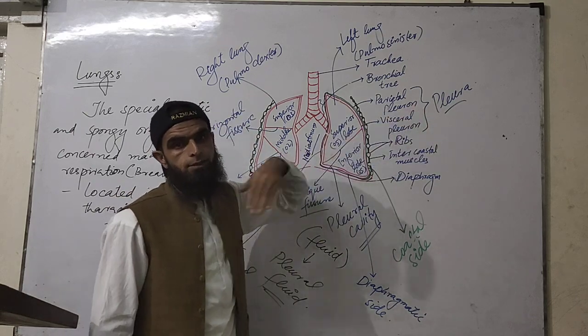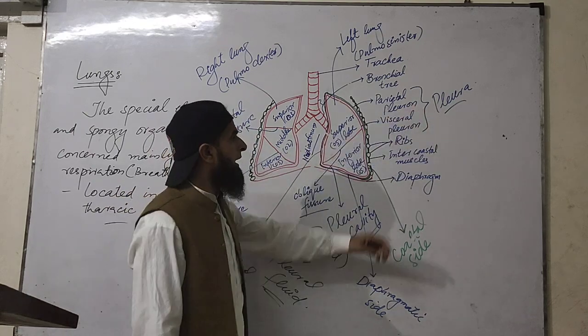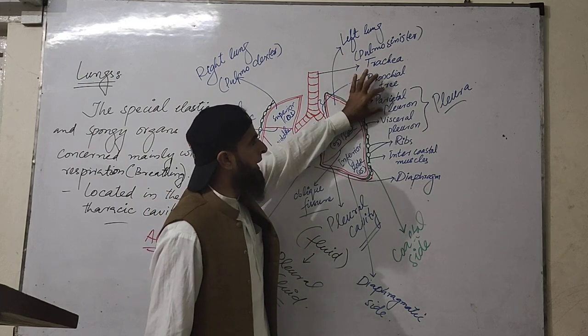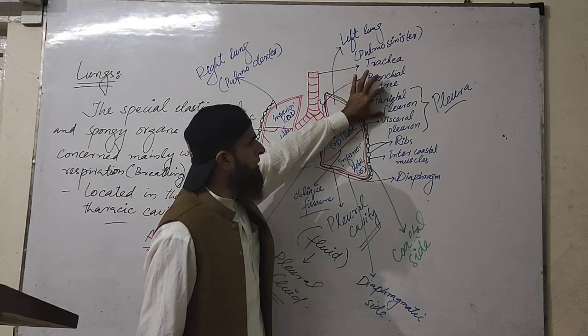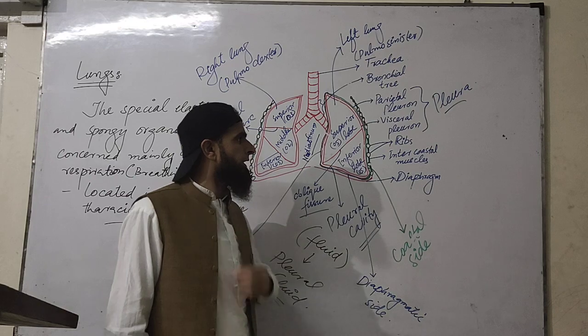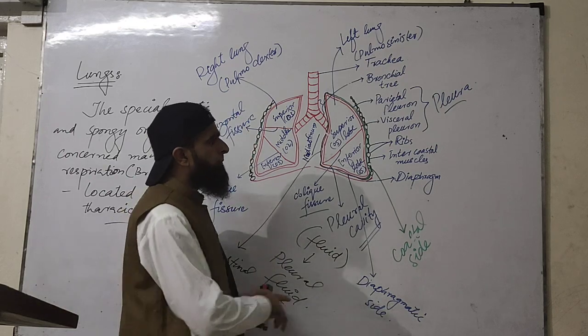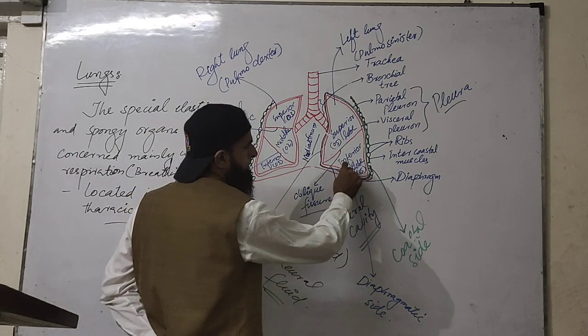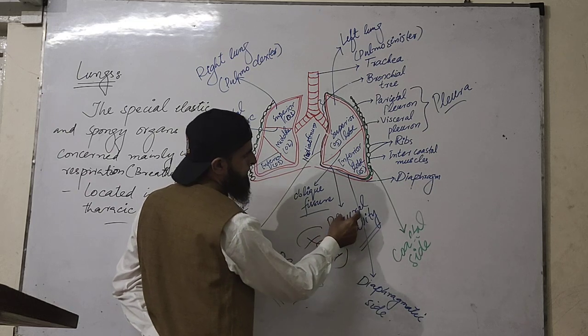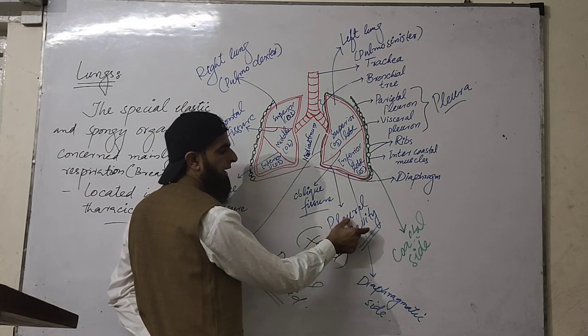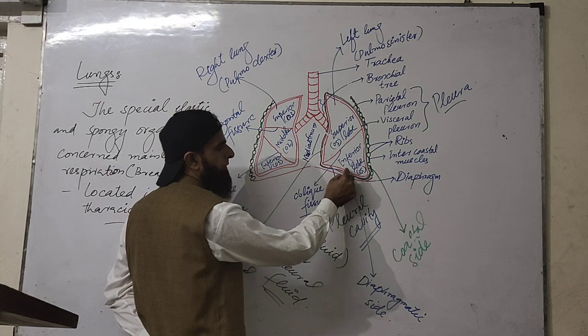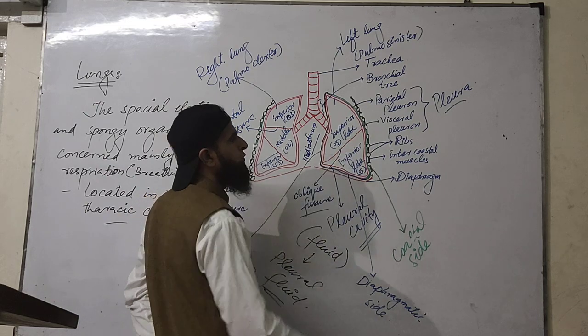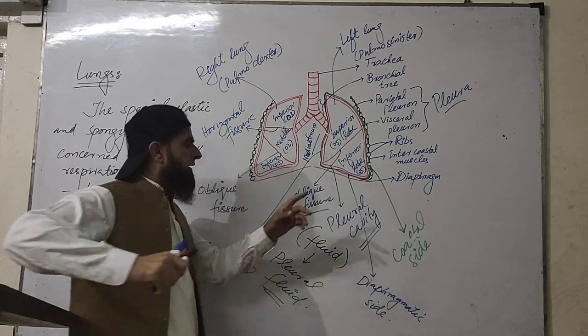Pleura is plural and its singular is pleuron. The outer covering, the outer membrane, is called parietal, and the inner one is called visceral pleuron. In between these two pleura there is a special cavity which is called the pleural cavity.